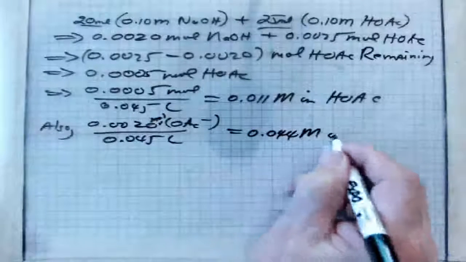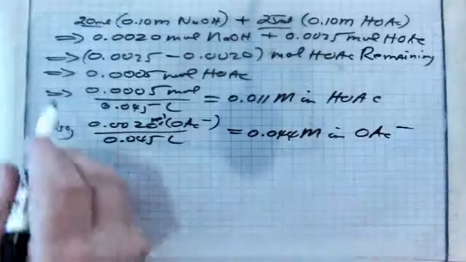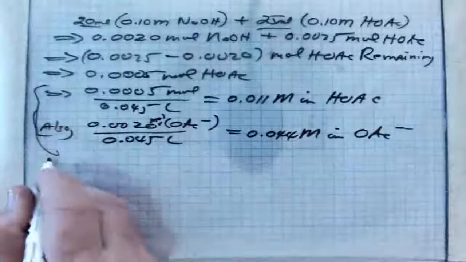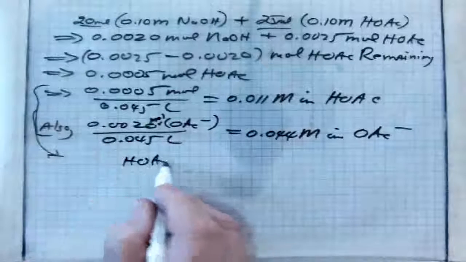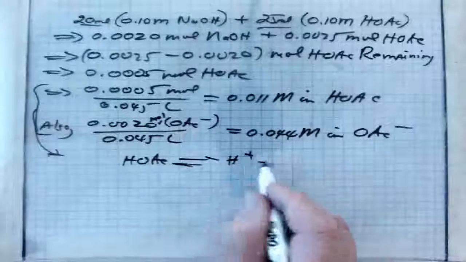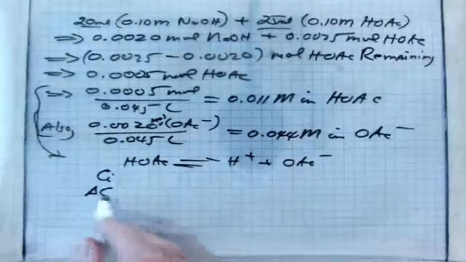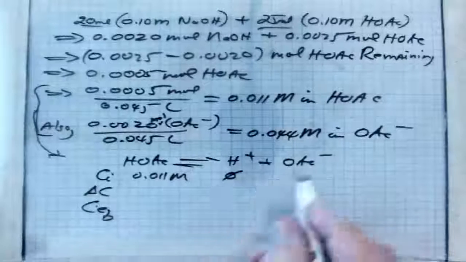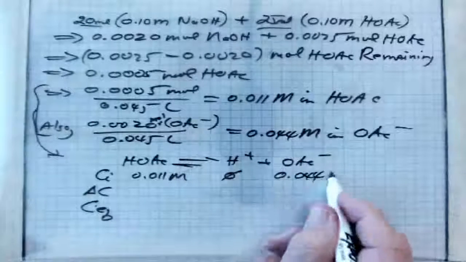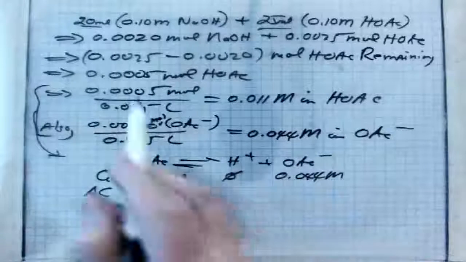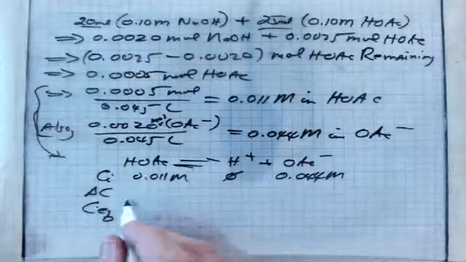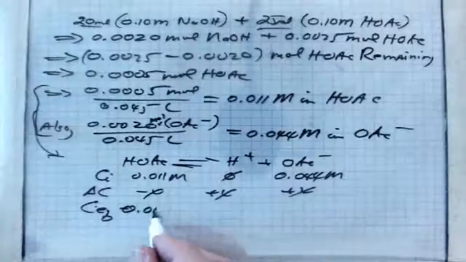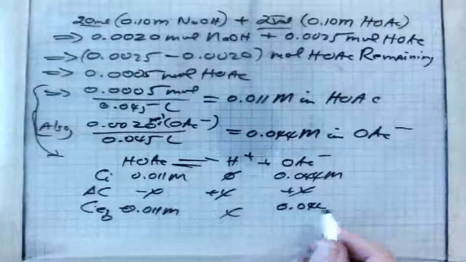0.044 molar in the acetate. So now with these two, we apply it to the Ka expression and the ice table. So we'll have HOAc, H plus, OAc minus: initial, change, and equilibrium. And so we're 0.011 molar, 0, and 0.044 molar. If I did that right, okay. And then minus X, plus X, plus X, and these will give you 0.011 molar minus X, X, and 0.044 molar plus X.